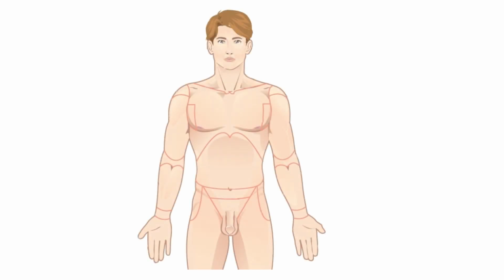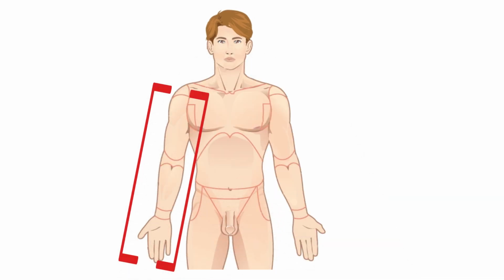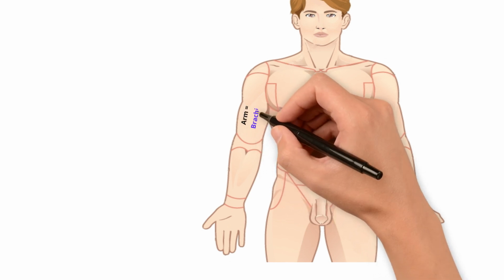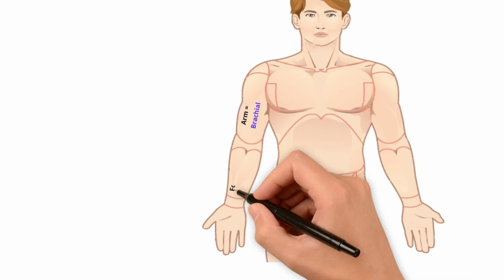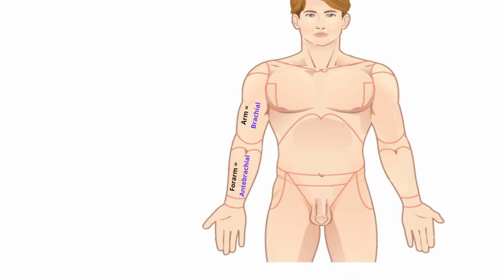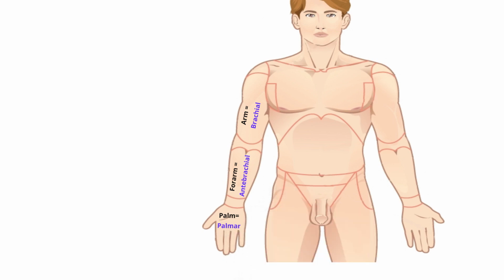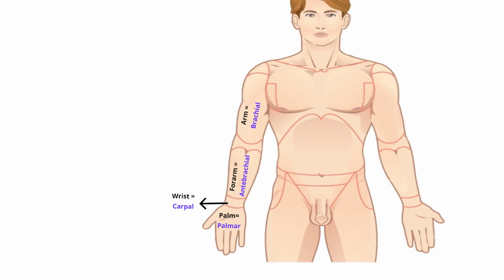Now, let's go further and discuss the regions of the upper limbs, which can be broken down into several areas. The brachial region refers to the upper arm, which is located between the shoulder and the elbow. The antebrachial region refers to the forearm, between the elbow and the wrist. The palmar region refers to the palm of the hand. The wrist is termed the carpal region, and the anterior part of the elbow is the antecubital region.